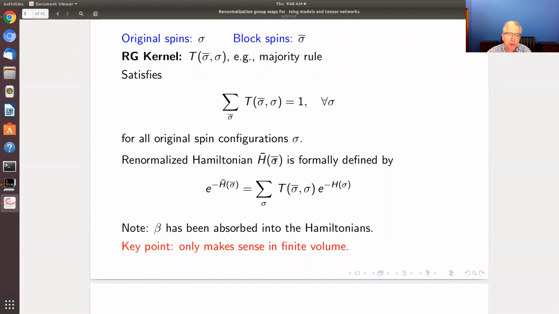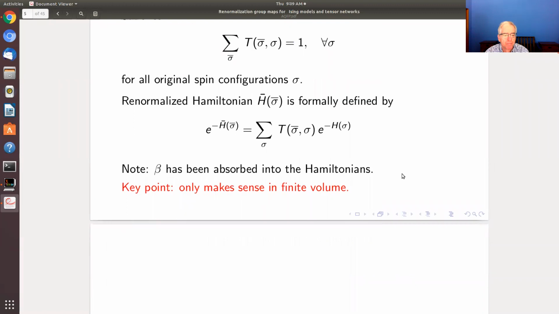Okay, and then the renormalization group transformation formally is defined by this equation here. So I take a block spin configuration, I sum this kernel times the usual Gibbs weight, and that gives me e to the minus the renormalized Hamiltonian on that block spin configuration. Now that's a nice equation, but it's formal because there's an infinite volume limit here. You really need to take an infinite volume limit, and there's no obvious way to do that. So there's no small parameter or anything. So that's a problem.